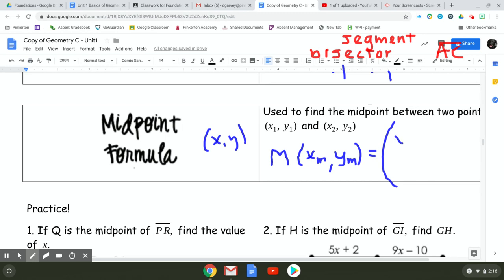So all you do is you take the two x values, so x1 plus x2, and you're going to divide that by 2, which makes sense because you're going to take the two values and average them. That's how you find the middle of two things. And then you're going to put a comma because that will be your first coordinate pair. And then y1 plus y2, and you're going to divide that by 2. And that's how you're going to find your midpoint. So let's go ahead and try one of these and see how you do.